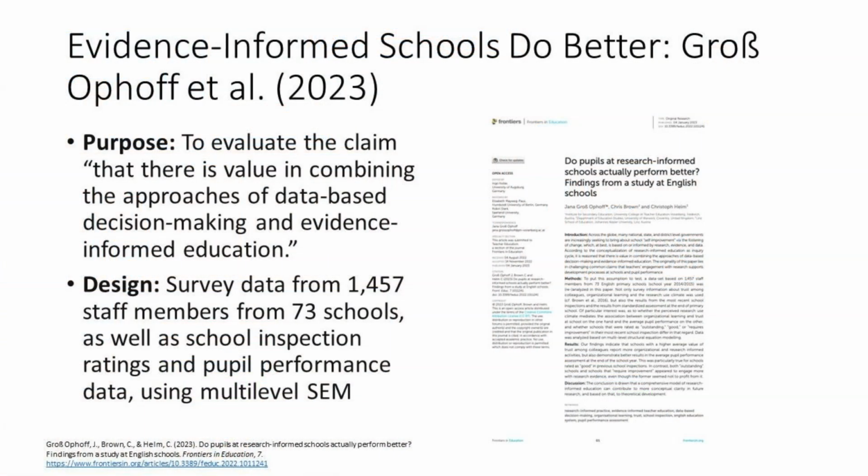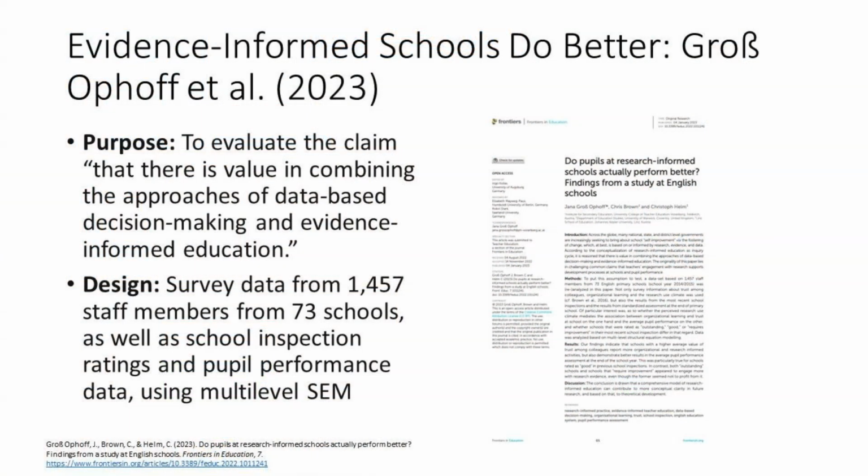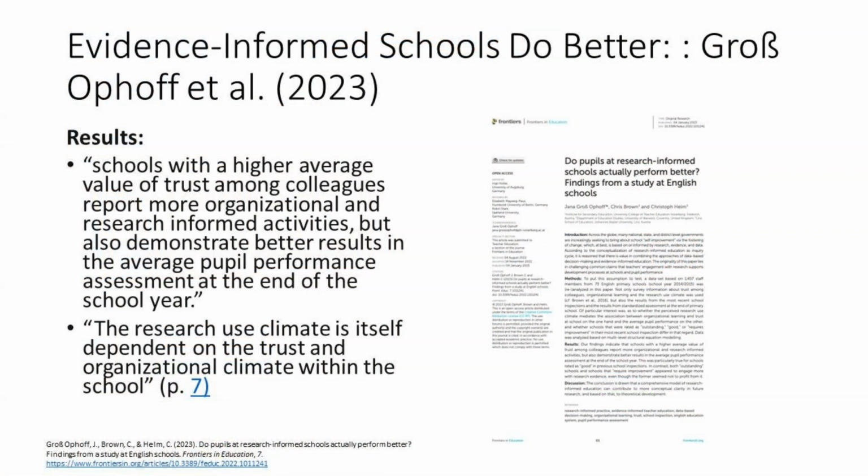Another interesting paper that I came across recently was by Grob Ophoff and colleagues in 2023. Let me just read some of the findings from that study. So the purpose of their study was to evaluate the claim that there is value in combining the approaches of data-based decision-making and evidence-informed education. They used a survey design with 1,457 staff members from 73 schools, so quite a large study, as well as school inspection ratings and pupil performance data. So what did they find?